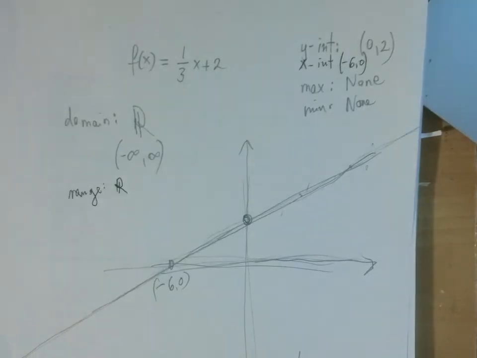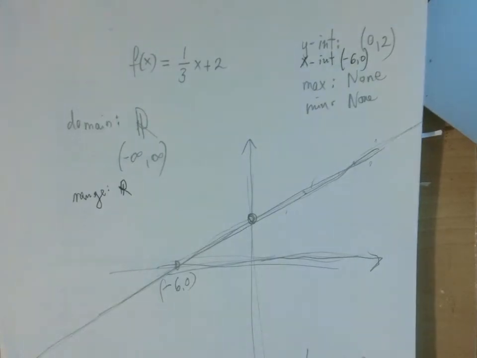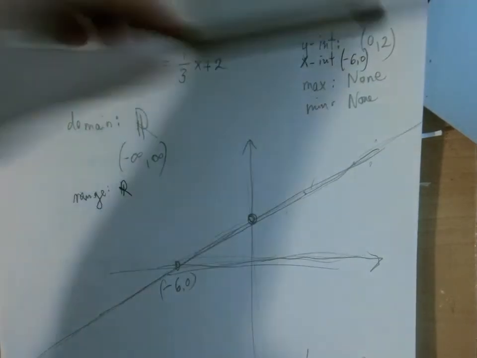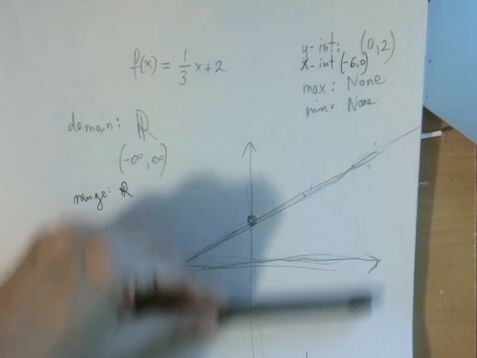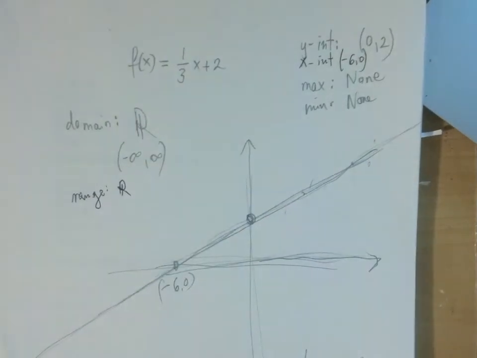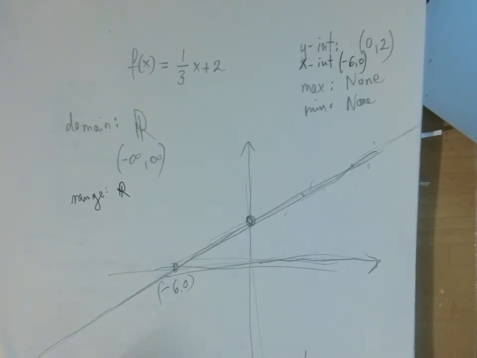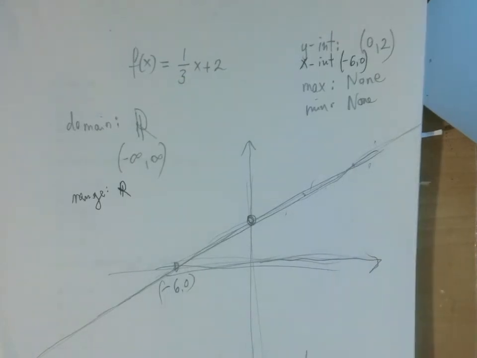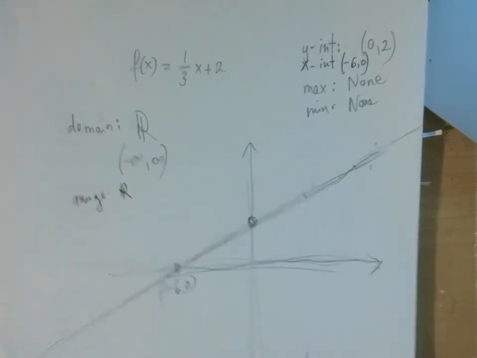And finally, is it 1-to-1? If we apply the horizontal line test, we see that it passes it, so it is 1-to-1. Well, we kind of had the graph already before. Okay, so now let's look at one that is similar, yet it's going to turn out to be very different.